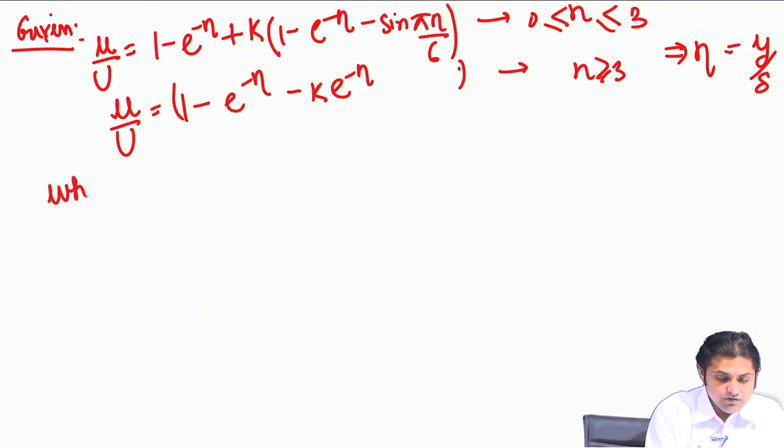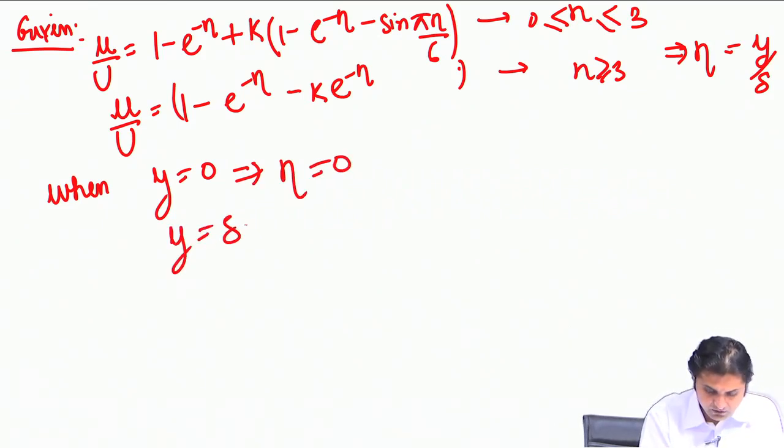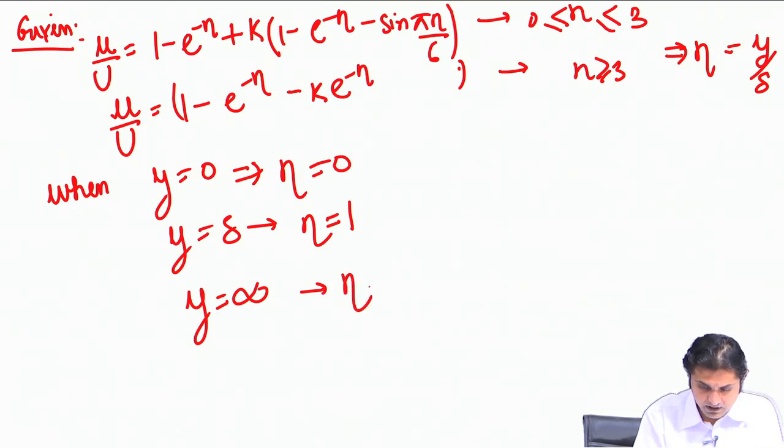So, when y is equal to 0, eta is equal to 0. When y is equal to delta, eta is equal to 1, and when y is equal to infinity, eta is equal to infinity.